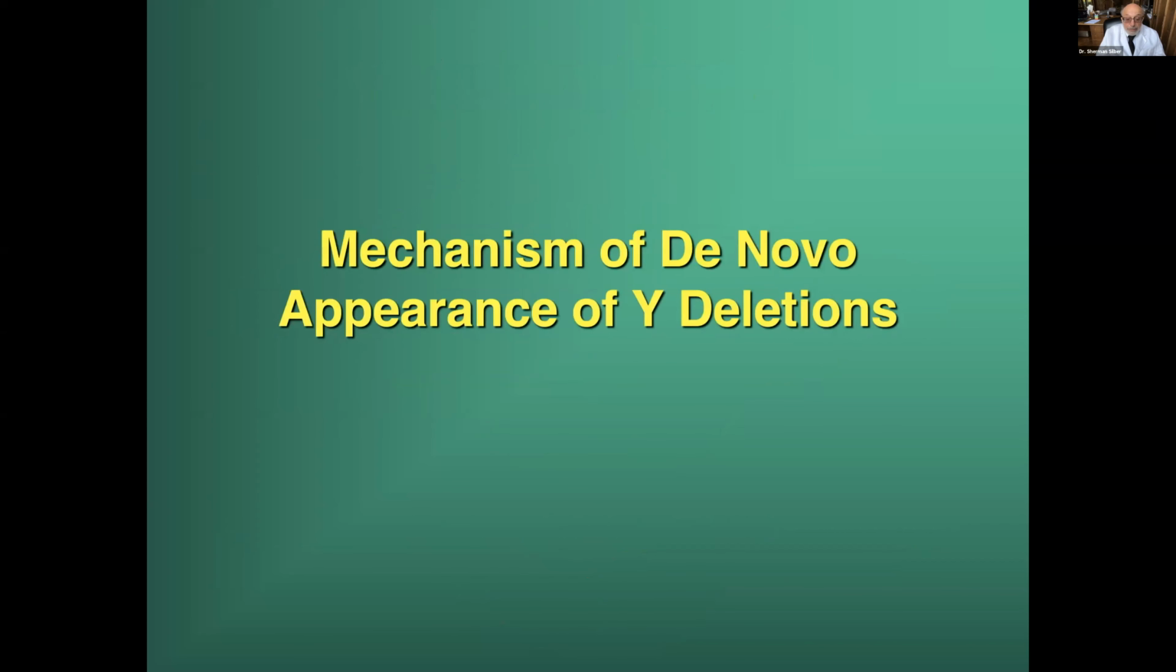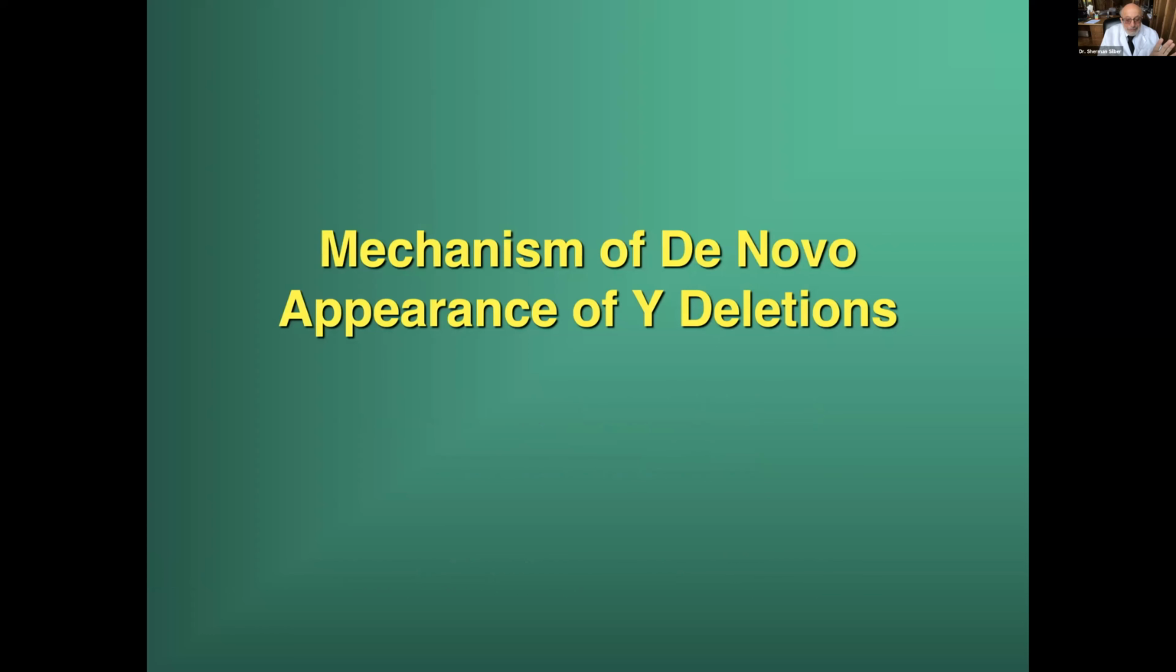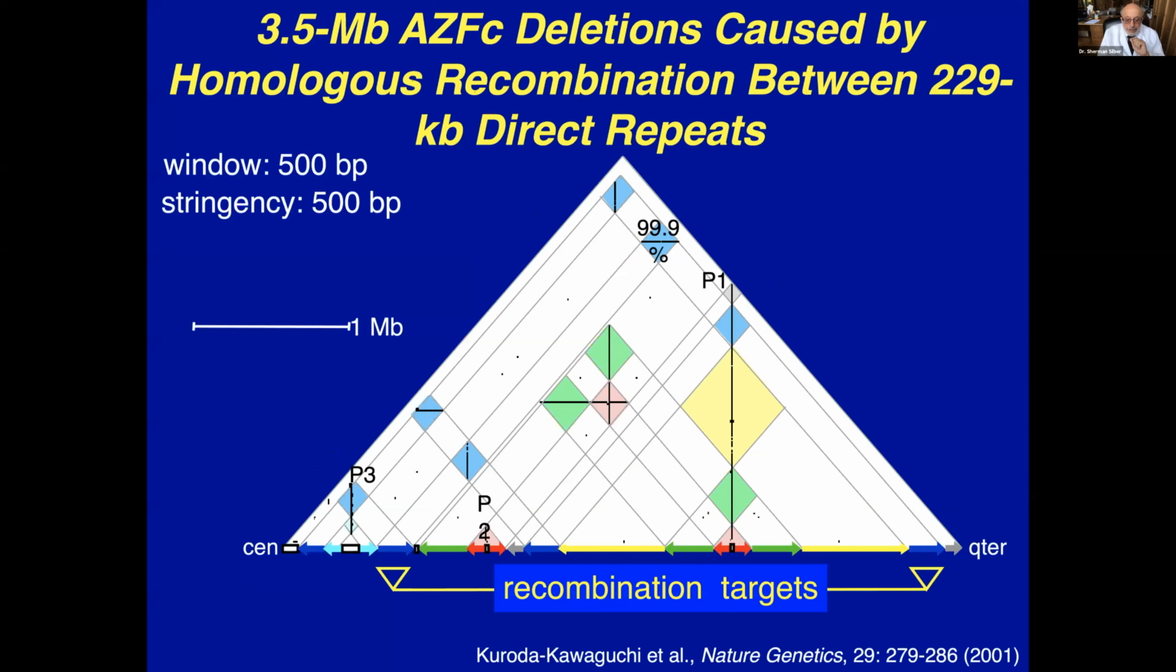So what's the mechanism of de novo appearance of these deletions? It's an inherent result of the structure of the Y. Now the Y chromosome has absorbed all these genes and amplified them, which helps increase spermatogenesis, but then spermatogenesis is dependent on the Y. And the Y, as Jenny said, is very fragile. So what about the sequence of AZFc? We call it illegitimate homologous recombination.